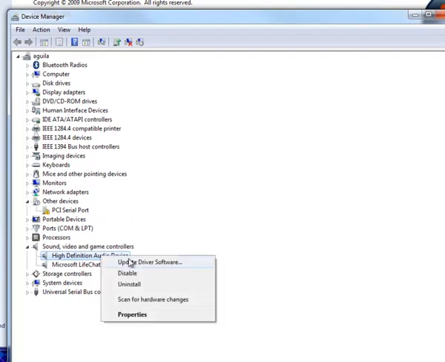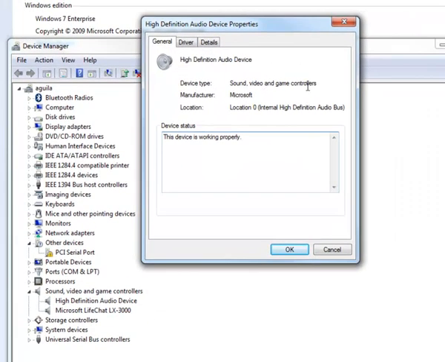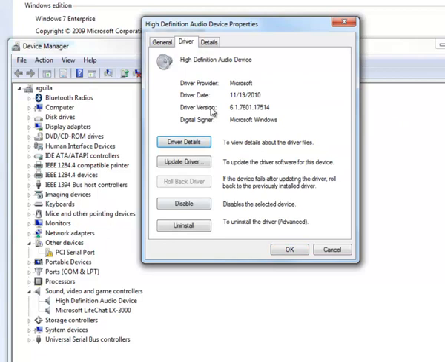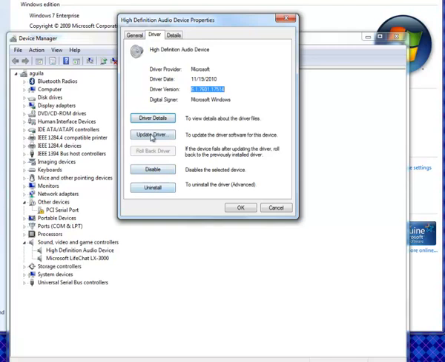Now if I right click on this High Definition Audio Device and choose Properties, I see it's of type sound, video, and game controller. This was manufactured by Microsoft. Actually, that's pretty unlikely. It's on the high definition audio bus, but the one thing I want to concentrate on here is the device driver, which is this middle tab. The device driver software was written by Microsoft. The date that was written was November 19th, 2010. This is version 6.1.7601.17514. And note there's some functions here to update the driver.